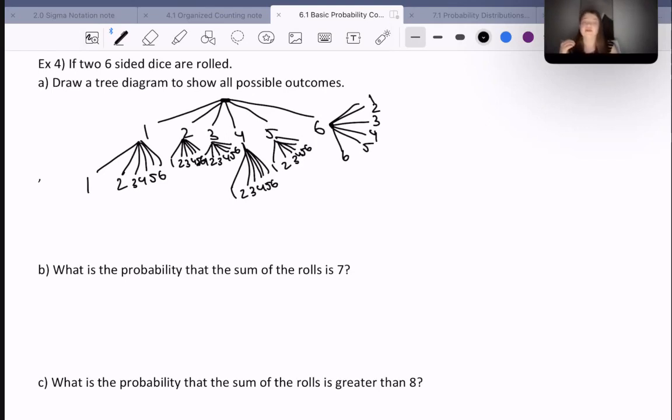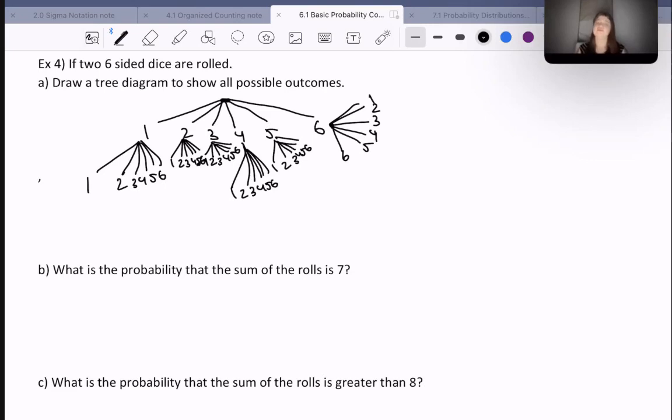You get the idea that either we roll a 1 first, and then 1 second, 1 first and then 2, 1 and then 3, 1 and then 4, 1 and then 5, 1 and then 6. Or maybe we rolled a 2, then 1, 2, 2, 2, 3, 2, 4, 2, 5, 2, 6, and so on, all the way till we get to rolling 6 first and then rolling the other ones. Here it asks, what is the probability that the sum of the rolls is 7?